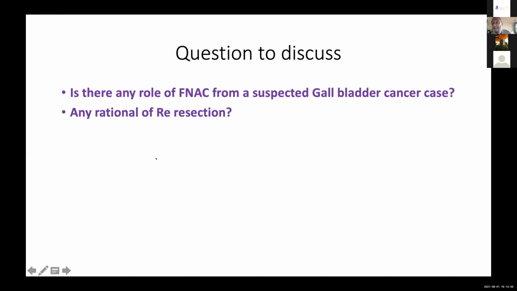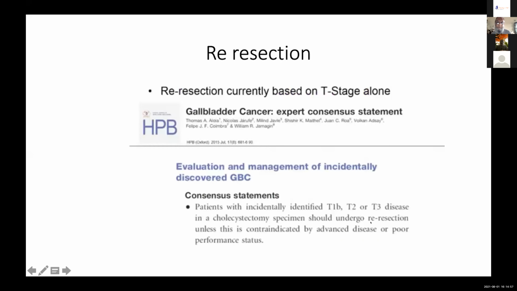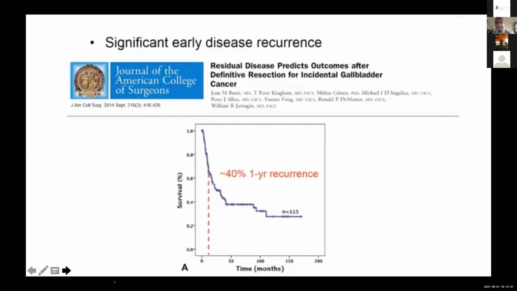So what about re-resection for an incidental finding? What I was picking up is that there are some quite good data that re-resection is beneficial, with a significant survival benefit. There was a consensus statement for T1b, T2, and T3 disease. If this incidental diagnosis is made, they have recommended that re-resection should be done, and there is a 40% one-year recurrence, so if re-resection is done, we can bring it down. Any comment on that, Dr. Vineet, on re-resection? No, definitely. If you are able to get negative margins, and if you are able to do the proper dissection, then definitely you get the benefit, as you have rightly shown.